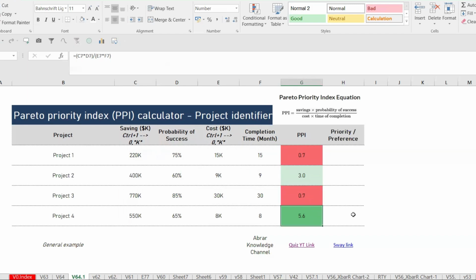5.6. So please feel free to comment and let me know which project you will take as a priority. And if you still want to adjust, let's say if you believe that this is not going to take 30 months, it might take just a year, that means you can again adjust and let me know which project you think is most ideal to take.